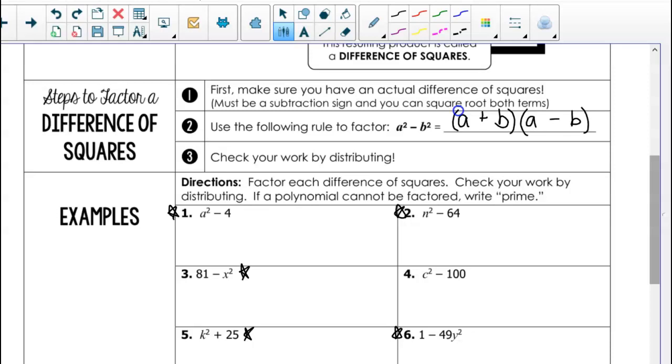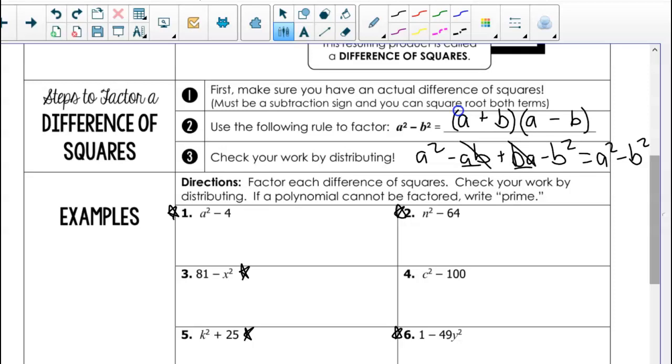Then you can check your work by distributing. If I were to distribute this, a times a is a squared, a times negative b is negative ab, b times a is ba or ab, it doesn't matter. And then b times negative b is negative b squared. Even though I wrote these differently, they're exactly the same thing. So these are going to cancel, leaving me with a squared minus b squared.